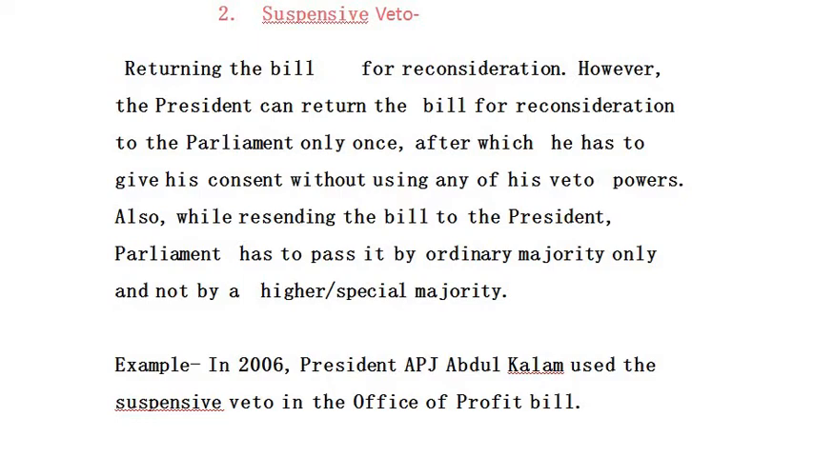Also, while sending the bill back to the president, parliament has to pass it by the ordinary majority only and not by the high or special majority. We will discuss the majorities, how the ordinary majority, the special majority, the effective majority work, after this video. For example, in 2006, President APJ Abdul Kalam used the suspensive veto in the Office of Profit Bill.